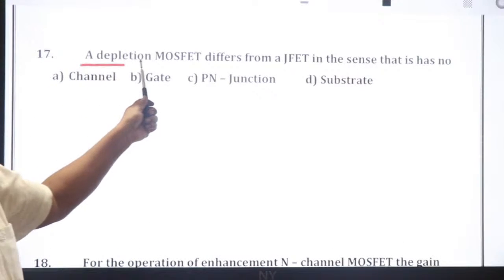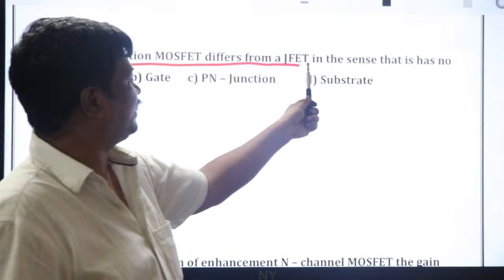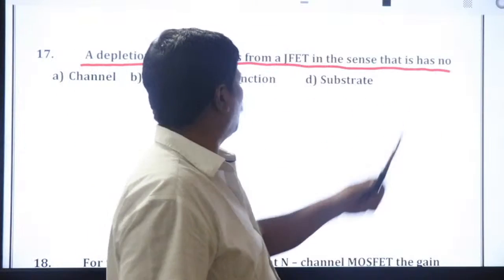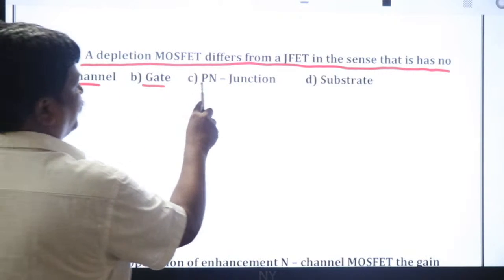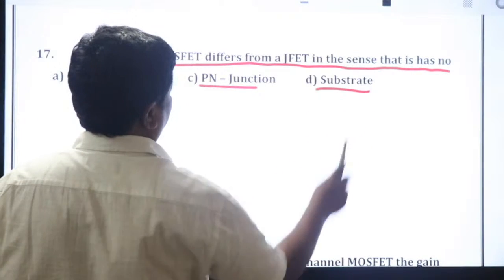A depletion MOSFET differs from a JFET in the sense that it has no: channel, gate, PN junction, or substrate.